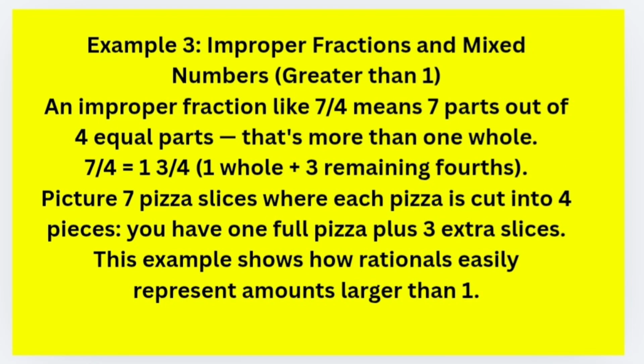Example 3. Improper fractions and mixed numbers, or greater than 1. An improper fraction like 7/4 means 7 parts out of 4 equal parts. That is more than 1 whole. 7/4 equals 1 3/4, which is 1 whole plus 3 remaining fourths. Picture 7 pizza slices where each pizza is cut into 4 pieces. You have 1 full pizza plus 3 extra slices. This example shows how rationals easily represent amounts larger than 1.